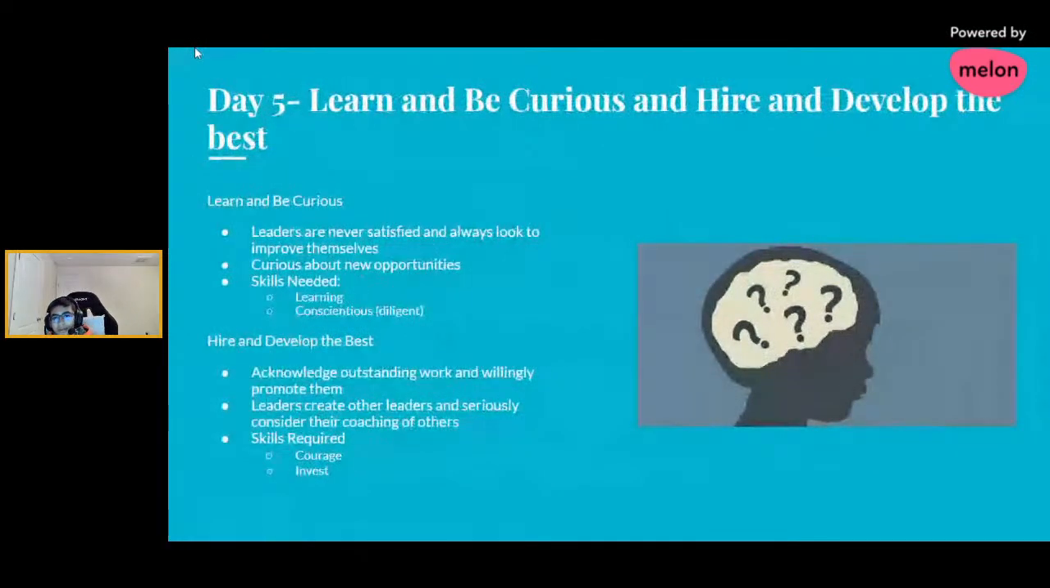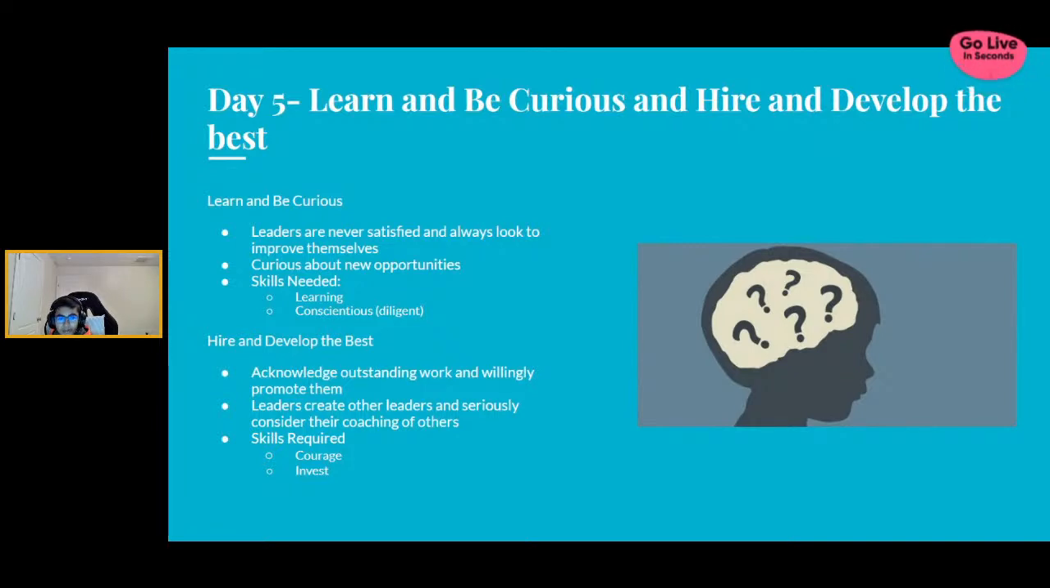Next, learn and be curious, and hire and develop the best. Learn and be curious. Leaders are never satisfied, and they'll always work to improve themselves. They're curious about new opportunities. To do so, they have to be able to learn new things and to be conscientious or diligent.